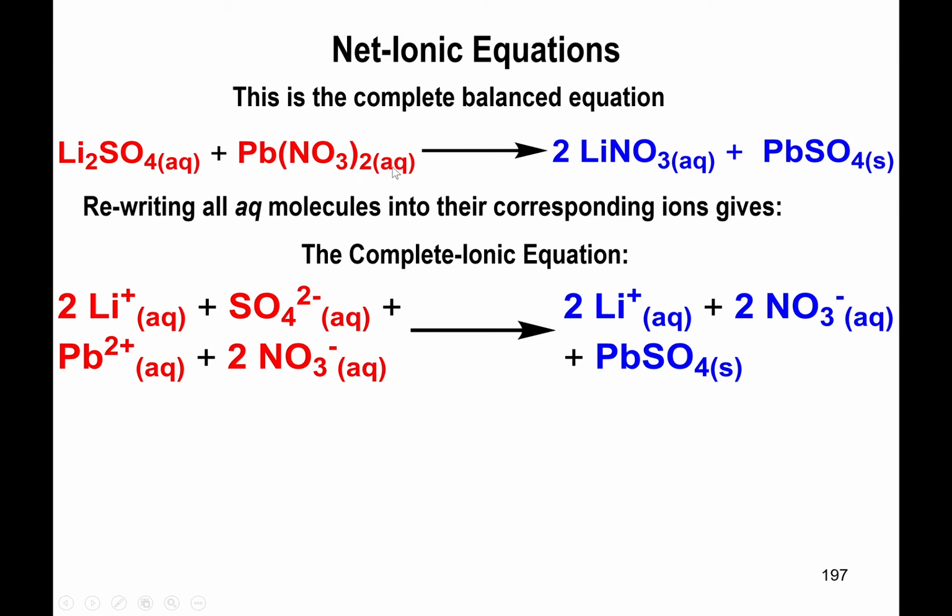Pb(NO3)2 AQ splits up into Pb2 plus AQ and 2 nitrates AQ. Notice once again that the 2 has to come in front of nitrate because that is just a proportion. The unit is not NO3 2, the unit is just NO3 minus. So you have to bring that 2 in front as a coefficient. On the right side of the equation, we have 2 LiNO3s. So we have to write 2 Li plus AQ and 2 NO3 minus AQ.